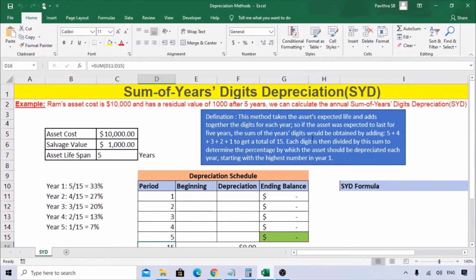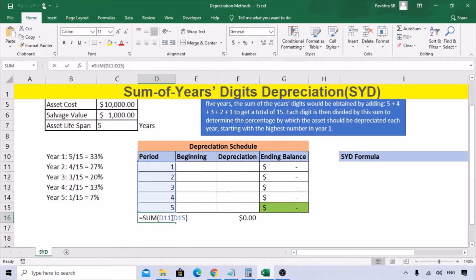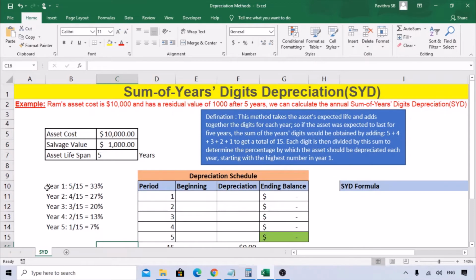Once you add, each digit is divided by the sum to determine the percentage by which the asset should be depreciated. So the higher number applies in the first year. It will be calculated based on this year. So first year it will be 5 divided by 15, so 33% will be depreciated. Next year is 4 by 15. Next is 3 by 15, 2 by 15, 1 by 15. The higher the number, the more it depreciates at the start. So in the first year, 5 divided by 15, 33% will be depreciated on the asset.